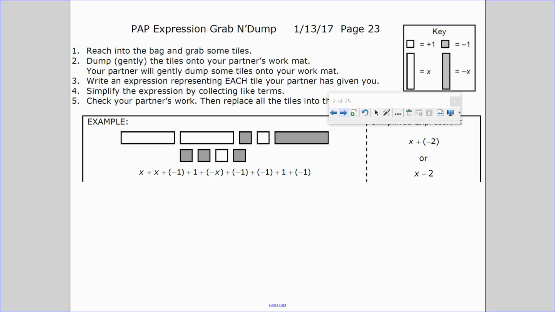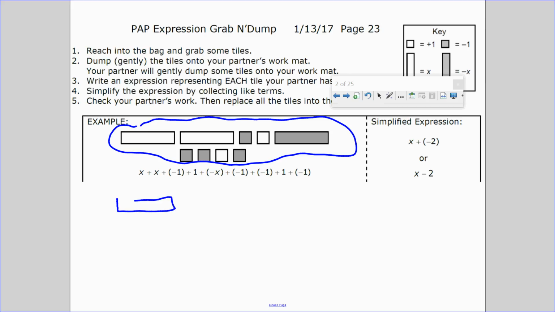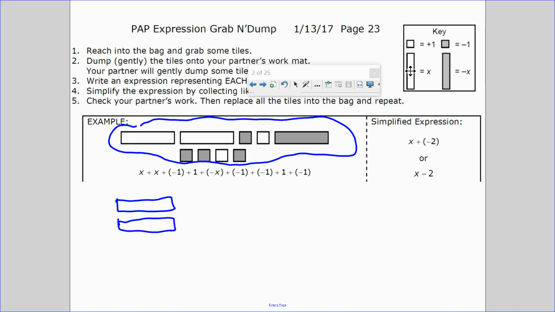So, for example, someone here dumped all of these onto someone's desk. As you can tell, they haven't collected it. So we're going to collect it for them. We're going to put the x's together because the long rectangle represents x's. We're going to put the negative x's together. We're going to put the positive ones together. Two positive ones, and there's four negative ones.